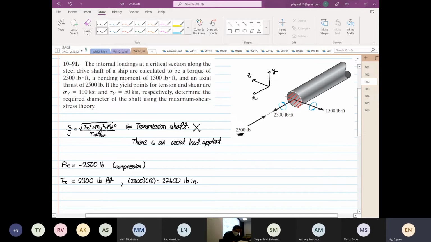And then we have a moment in Z going at 1,500 pound-feet. So 1,500 multiplied by 12 is 18,000 pound inch.